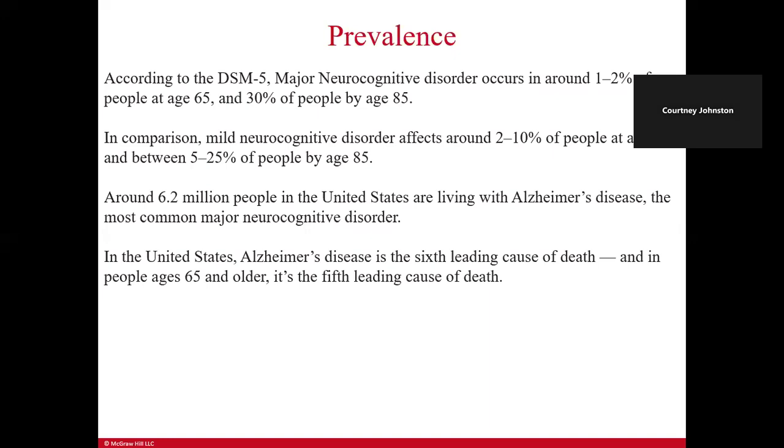There's about 6.2 million people in the US living with Alzheimer's disease, which is going to be the most common major neurocognitive disorder. And in the United States, Alzheimer's disease is the 6th leading cause of death. And in people age 65 and older, it is the 5th leading cause of death.